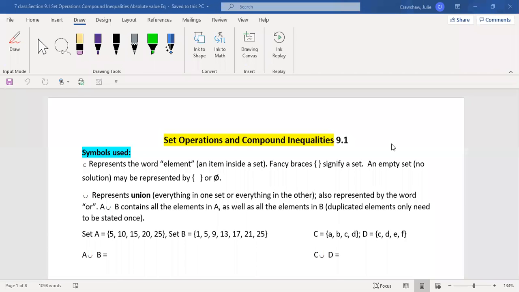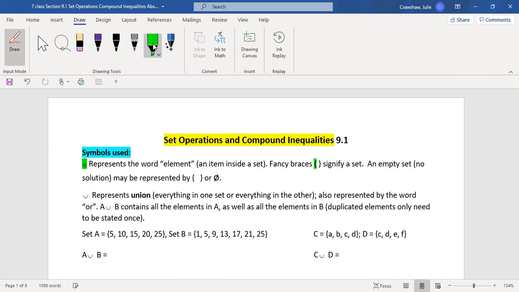Hello students, this video lesson is about set operations and compound inequalities. In set operations, we use different symbols, like the symbol backwards, or kind of like an E, which represents the word element. We also use the symbol of empty set, which is two braces right next to each other, or possibly a circle with a line through it.